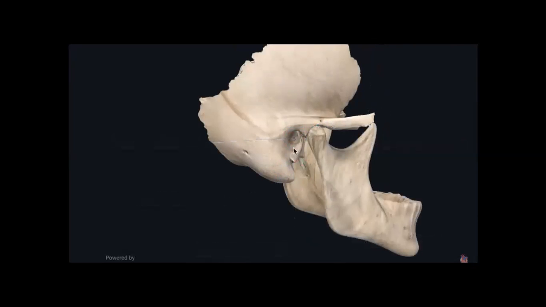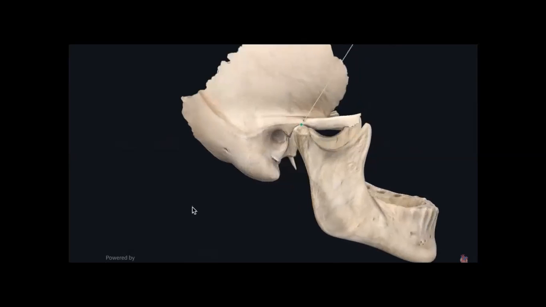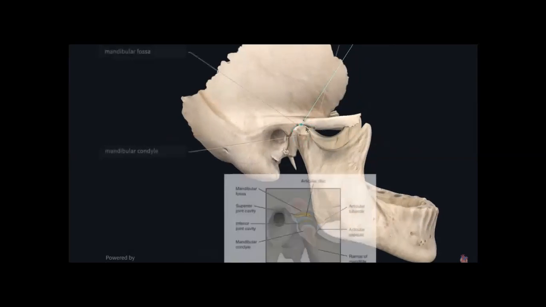So now with the mandible back on the model, we can talk about the temporomandibular joint. The TMJ is a synovial joint at the articulation between the condyloid process of the mandible and the mandibular fossa of the temporal bone, in a region known as the infratemporal fossa. The joint includes an articular disc that splits the TMJ into an upper compartment and a lower compartment, and this is the articular disc here.